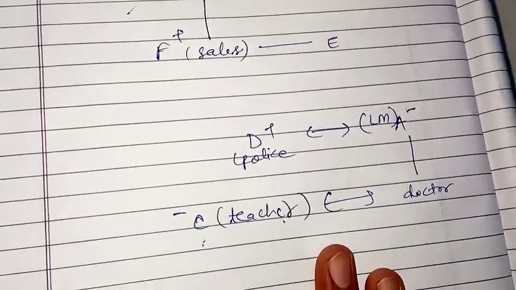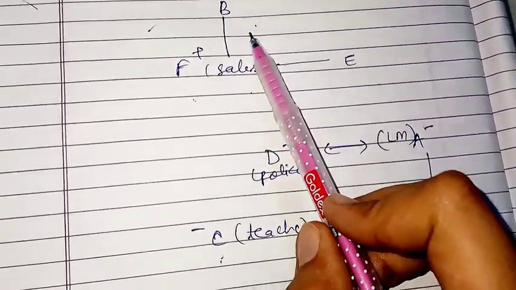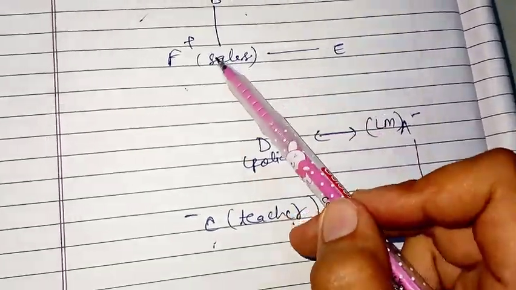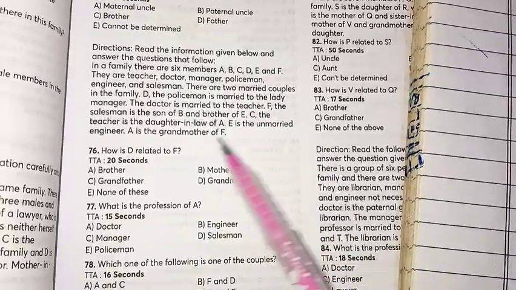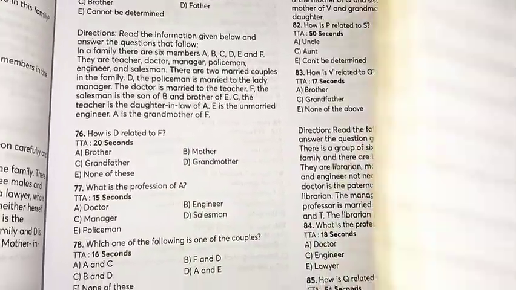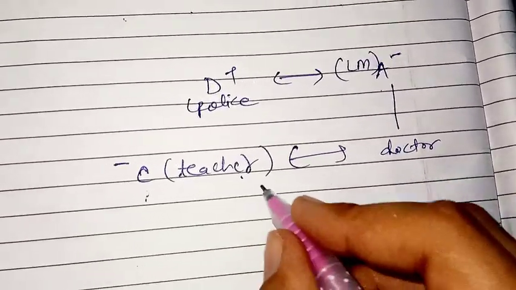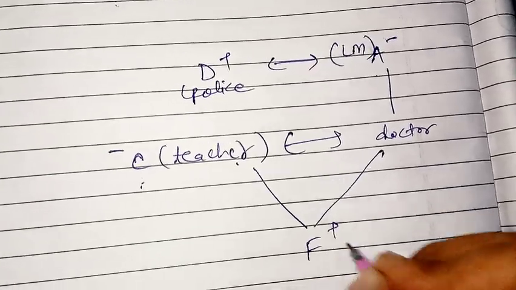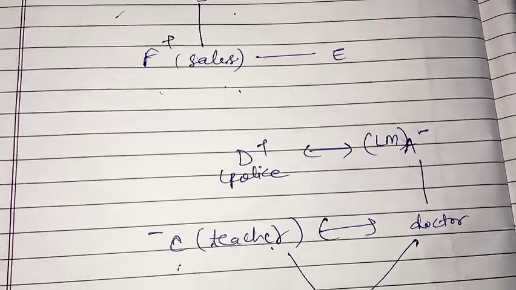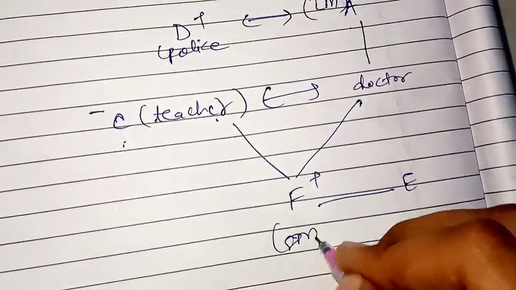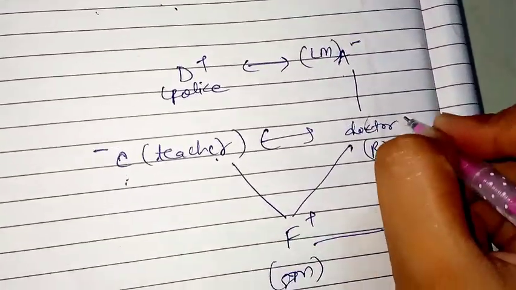So we are done with this, and now we are left with B, F the salesman, and E. It means that B is the father of F, and here also we can see that E is the unmarried engineer, A is the grandmother of F. So E is the unmarried engineer and A is the grandmother of F. It means that F is the son of these two, and F is the brother of E, as we have written here. F is the brother of E, and F is the salesman and E is engineer. And now here B will be the doctor and B will be the male.